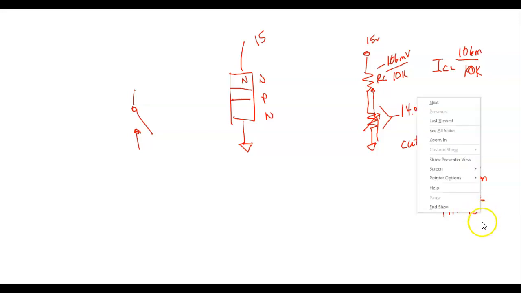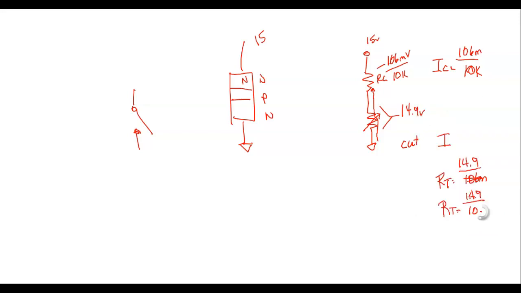Y'all got to take care of me. 0.6 micro. So that's more like it. So I knew the answer had to be right. So what resistance does the transistor actually have right now when it's cut off? Yeah, meg.